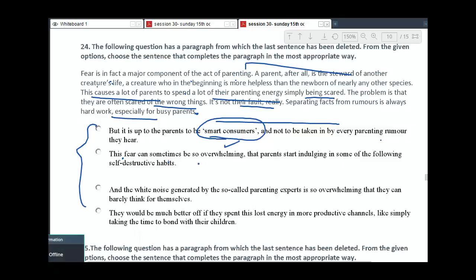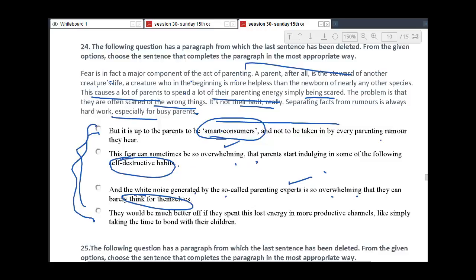This fear can sometimes be so overwhelming that parents start indulging in some of the following self-destructive habits. Again, I feel, okay, fine, this can be a good continuation. What I realize is that it is not standing out clearly. And the white noise generated by the so-called parenting experts is so overwhelming that they can barely think for themselves. Now, when I read all 4 options, I feel that this is taking me nowhere. I can again read the question.